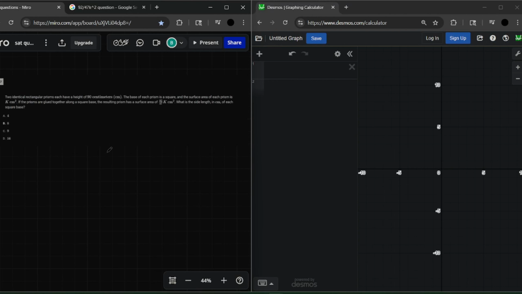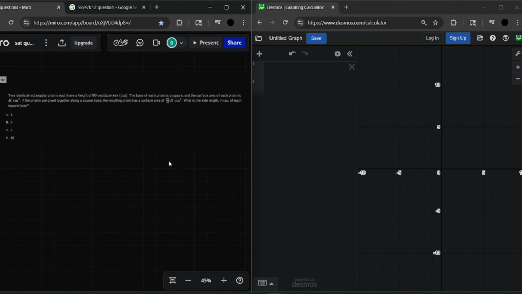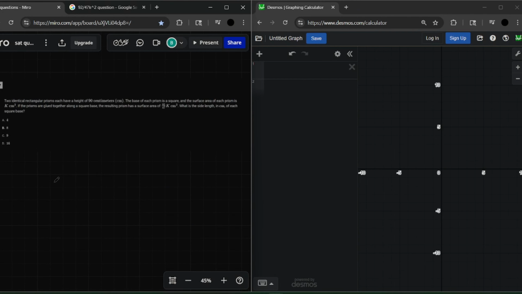Alright, so let's do the infamous 92 over 47k squared question. Two identical rectangular prisms each have a height of 90 centimeters, and the base of each prism is a square. So let's draw out these rectangular prisms first. Not the greatest artist, but these are two identical prisms, even though they don't look the most identical. And the surface area of each prism is k centimeters squared.